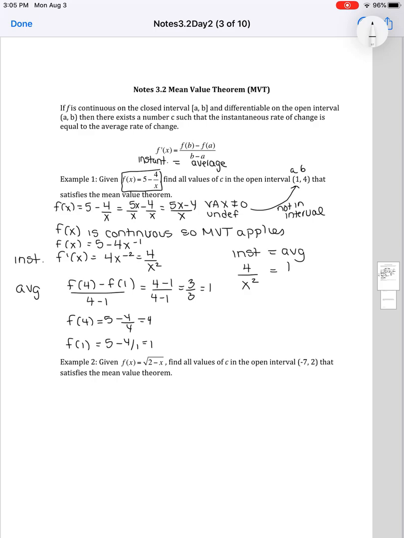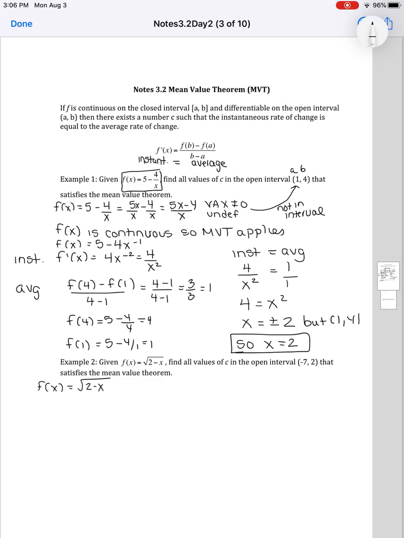So now what I'm going to do is set my instantaneous equal to my average. So instantaneous is 4 over x squared. Average is 1. Make a proportion out of it, cross multiply, and x comes out to being plus or minus 2. Okay? But my interval goes from 1 to 4. So x equals positive 2 is the only answer that works. Okay, so continuity needs to be checked first. Then you figure out the instantaneous, then the average, set them equal, solve, and just double check on that interval.